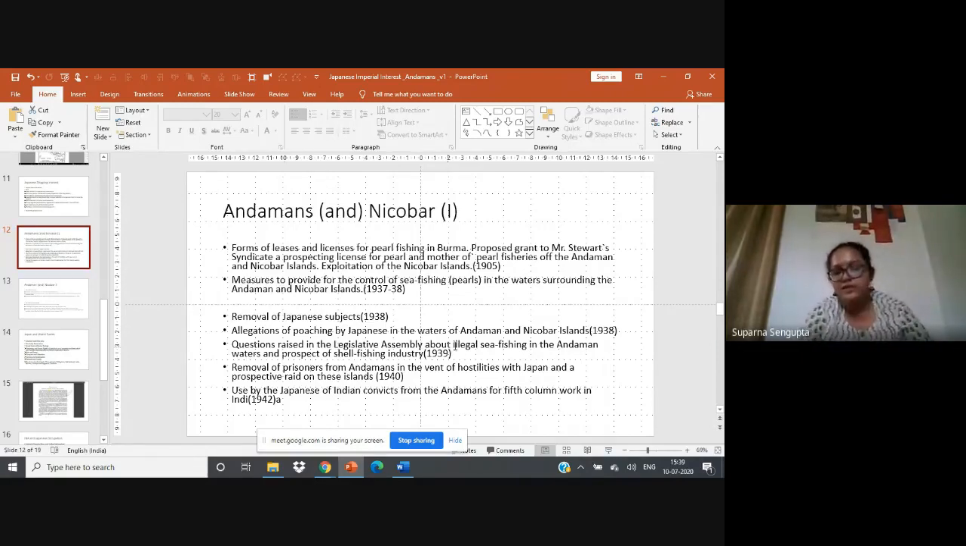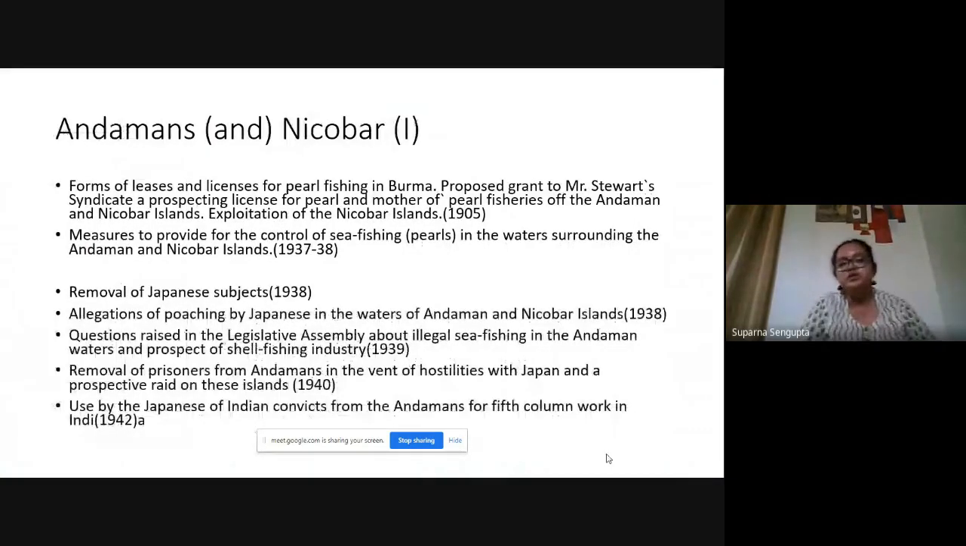So, forms of leases and licenses for pearl fishing were given to the syndicate of Mr. Stewart, not only in Burma but also in the Andaman and Nicobar Islands. Also, given that there was exploitation of seashell fishing as a revenue and licenses were given even to Japanese, measures at the onset of the war to control shell fishing in the waters surrounding the Andaman and Nicobar Islands were taken by the British.